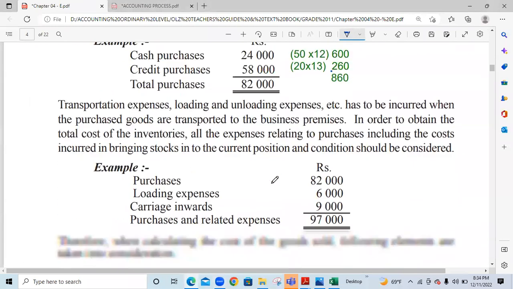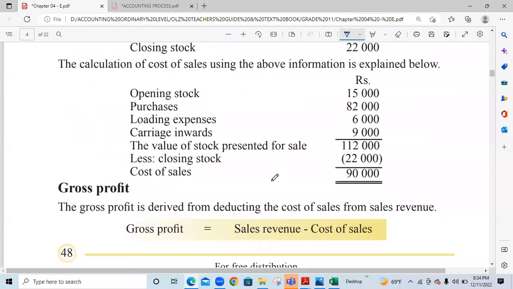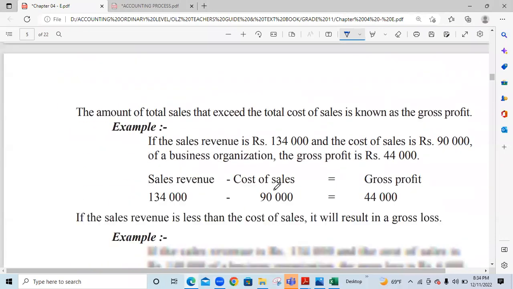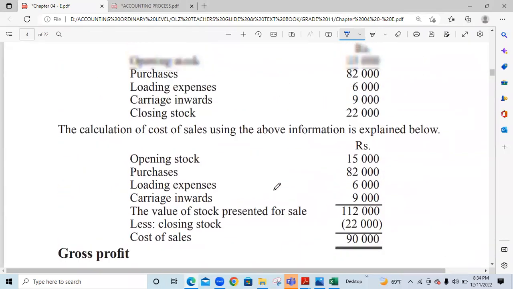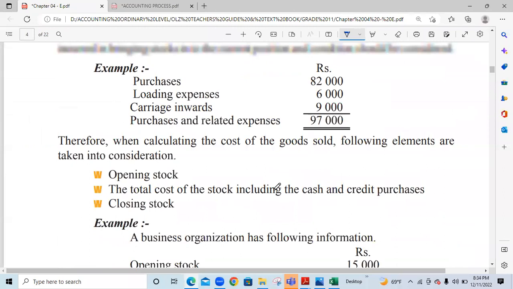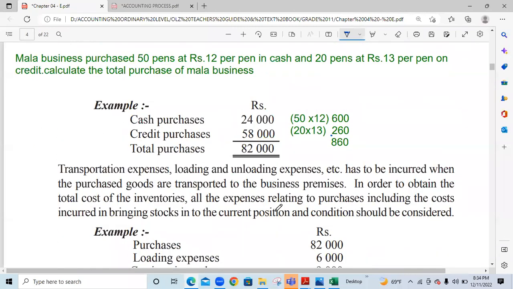I have a small thing to explain. After that, I'm done, guys. Purchase related expense. Small thing to explain. Just give me maybe 15 minutes.